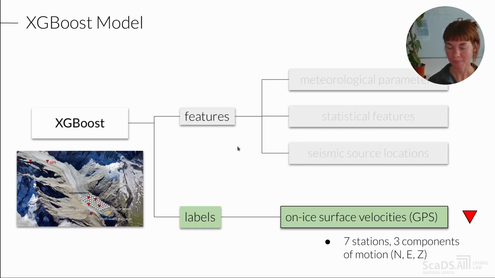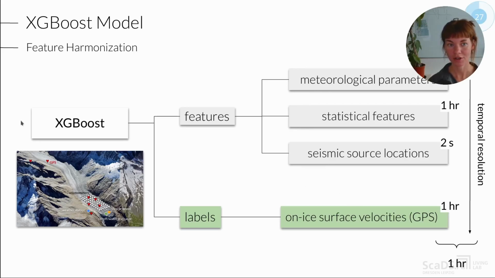Okay, and finally, our labels. These are on-ice surface velocities acquired by the GPS stations in the field. Here, the red triangles. In total, we had 7 stations, and each station measured 3 components of motion: the northeast horizontal directions, and also the vertical component.